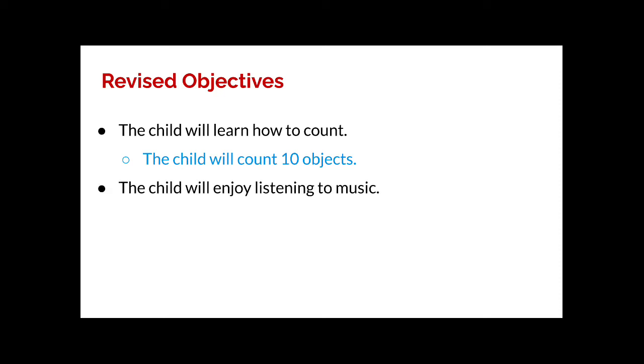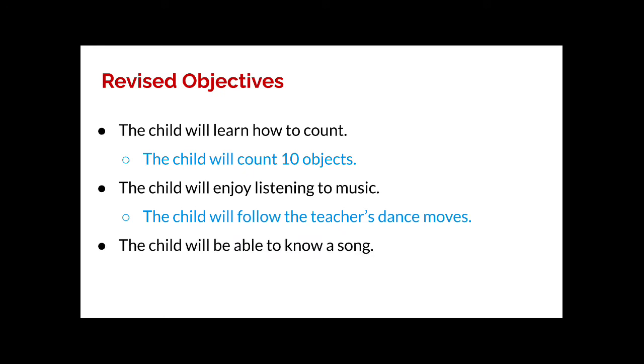The second one, the child will enjoy listening to music. The word enjoy, you can't really measure that verb either. So I change that to the child will follow the teacher's dance moves, because then you can watch the child and see if he's following the teacher's dance moves. The last objective, the child will be able to know a song. I honestly don't even know what it means to know a song, but I changed that to the child will sing the words to 5 Little Ducks. That way you can hear him sing the words and know whether or not he has learned the song.